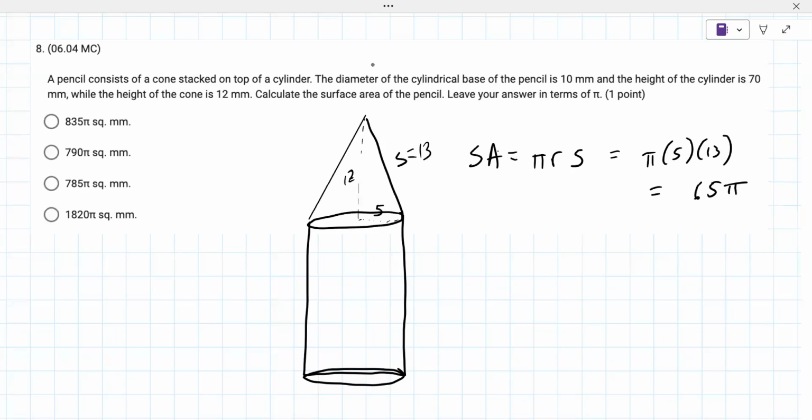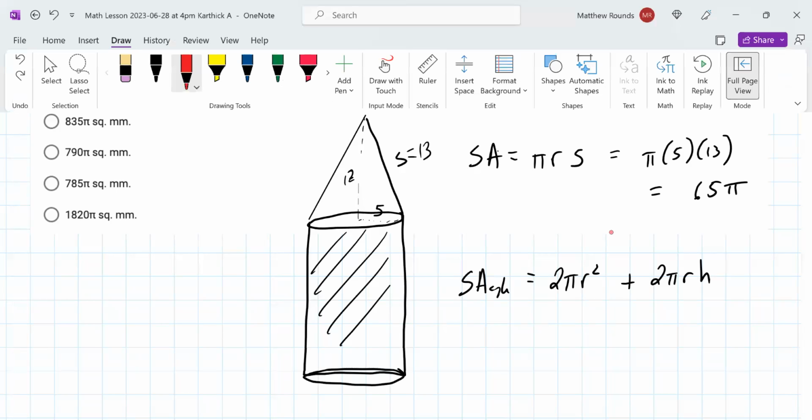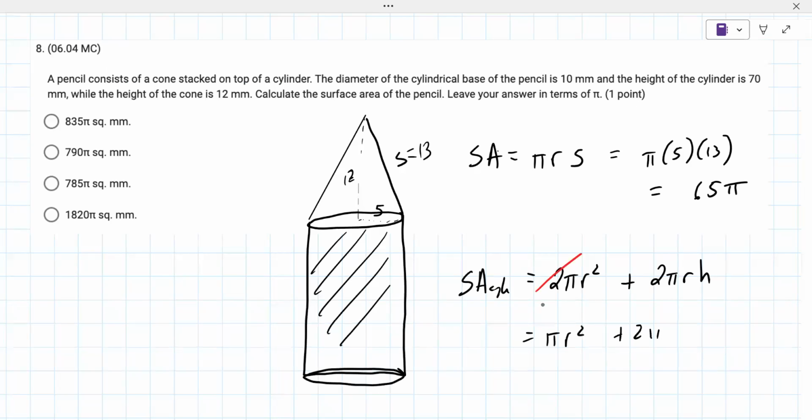Okay, and then you got to do the surface area of the pencil. Now the pencil is a cylinder. Normally the surface area of the cylinder is 2 pi r squared, that's the top and the bottom circles, plus 2 pi r h, which is the rectangle in the net. But you don't have the top circle because it's overlapped with the cone. So for your problem, that 2 goes away. It's just pi r squared plus 2 pi r h.